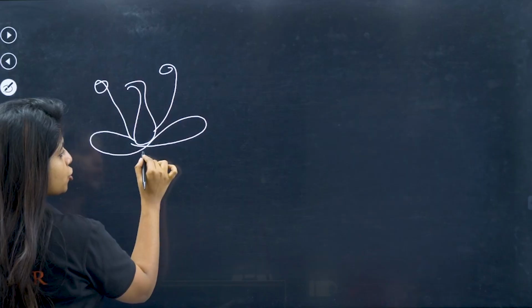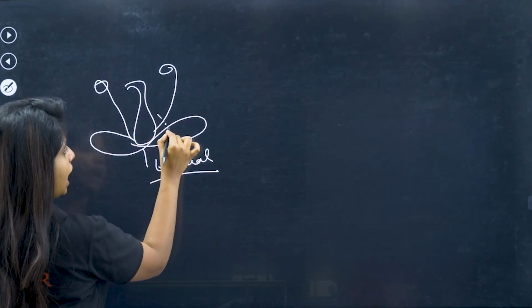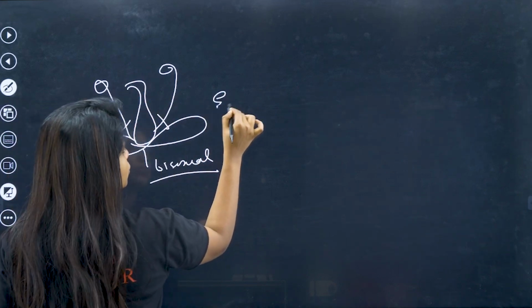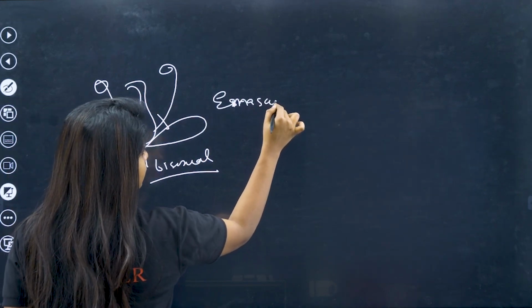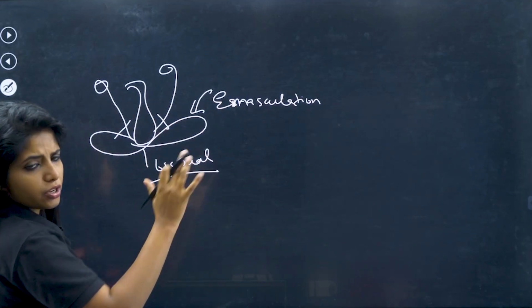So, if it's a bisexual flower, bisexual means when it has both the sexes, I am going to remove the anthers because I do not want them to contribute their pollen grains. This process is known as emasculation. Emasculation is only needed if the flower is bisexual. If it is unisexual, it is not needed.